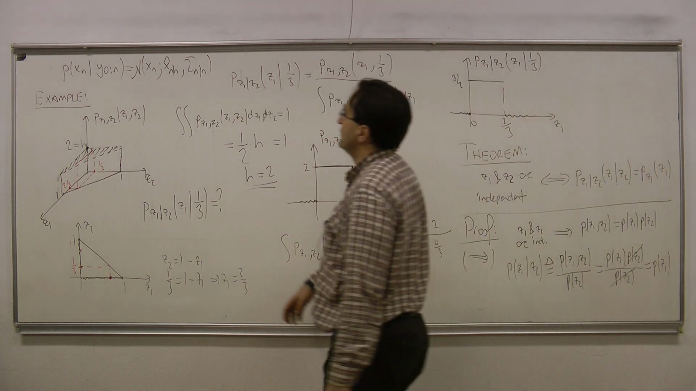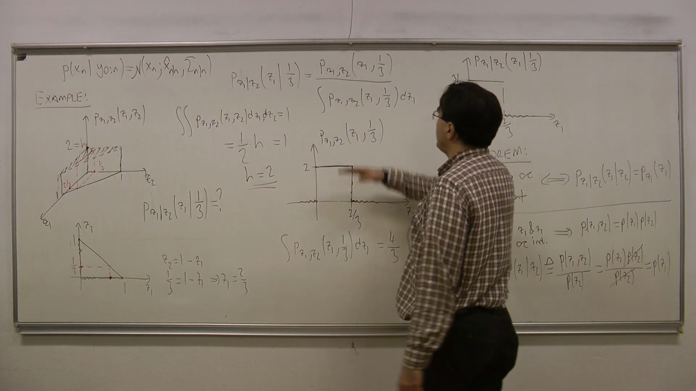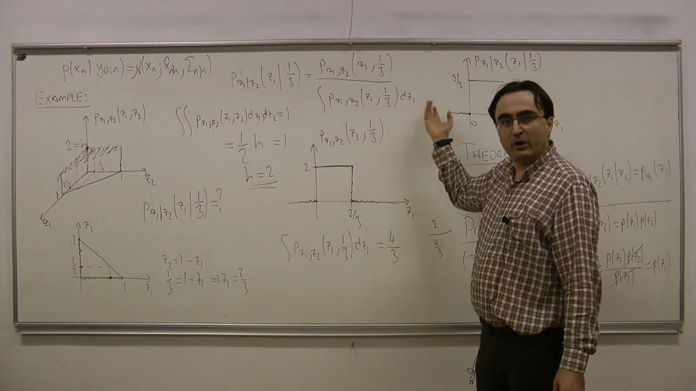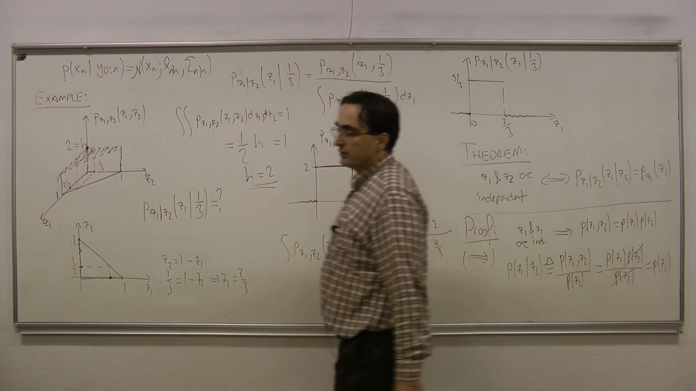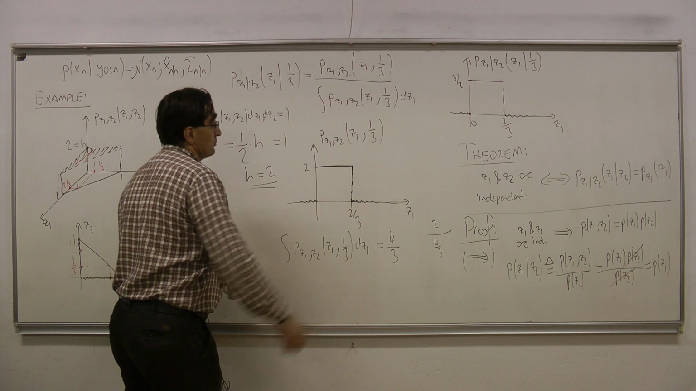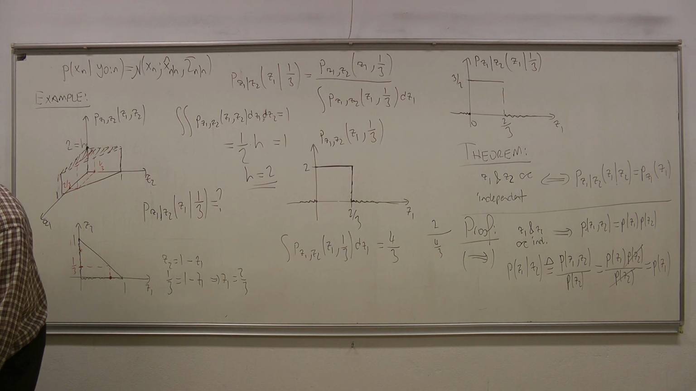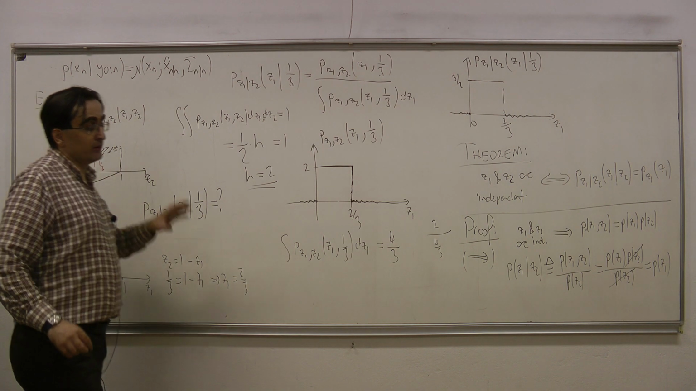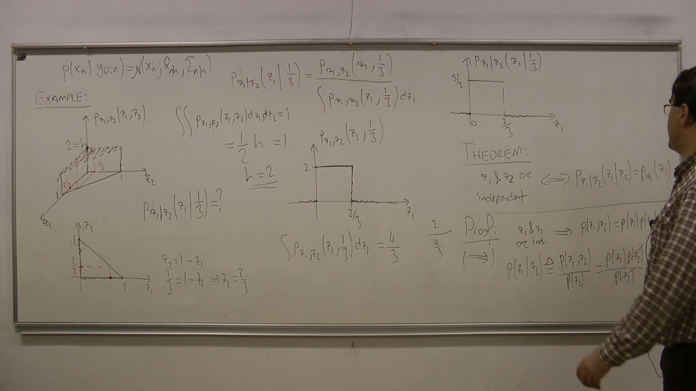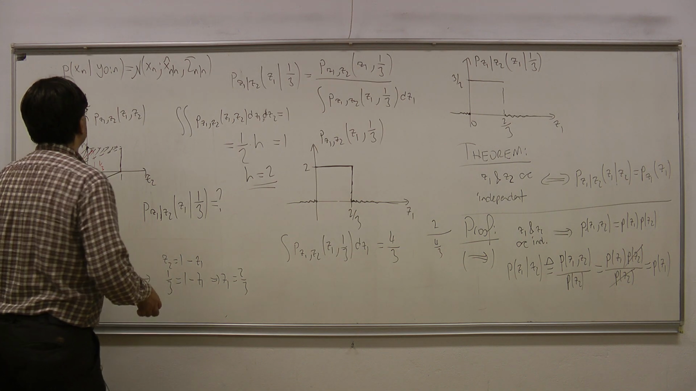They are dependent random variables, because if I change 1 over 3 to any other number, this conditional distribution would change. Its support and its values would change. As a result, in this joint distribution case, Z1 and Z2 are actually dependent random variables. So this was the first part of the proof.